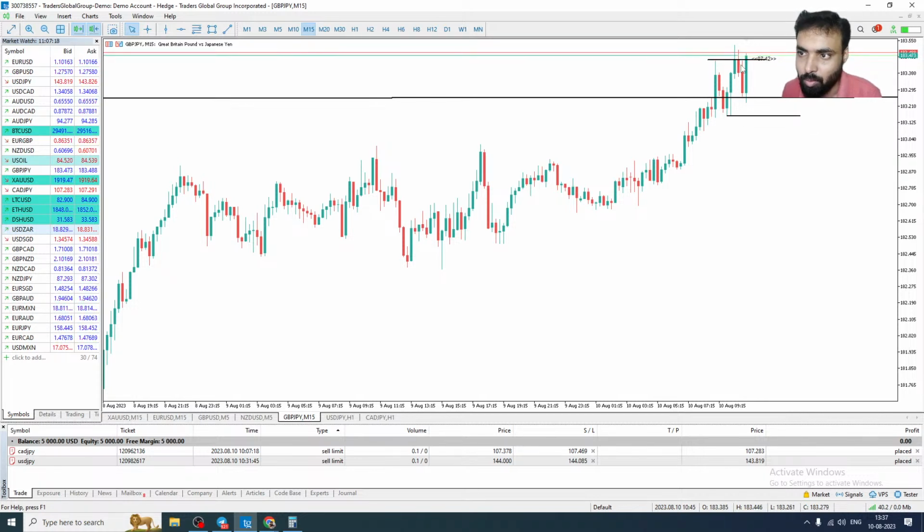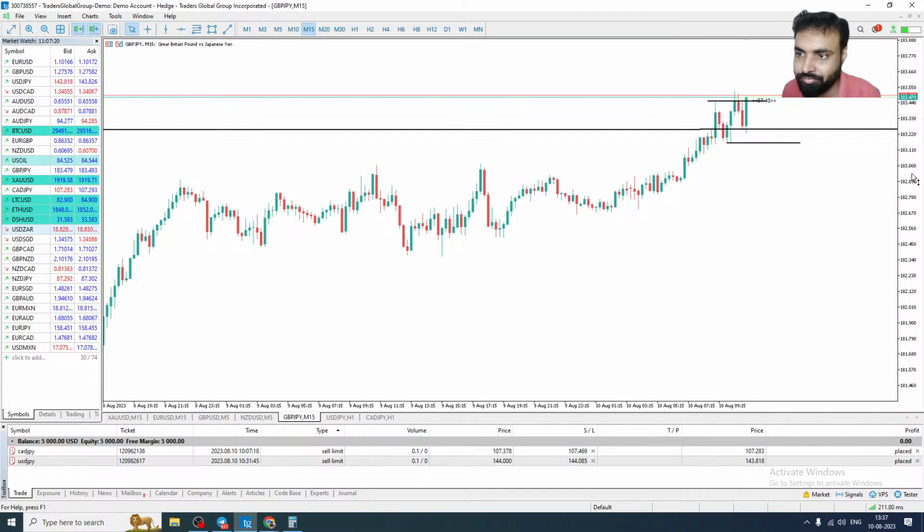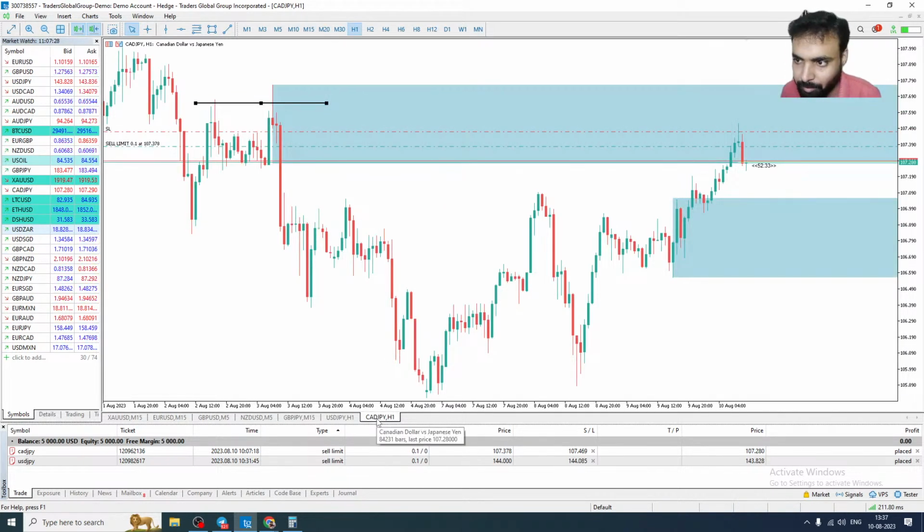It's still trying to go above. Maybe it will again try to take the money and break. We want it to break, on a break of structure.